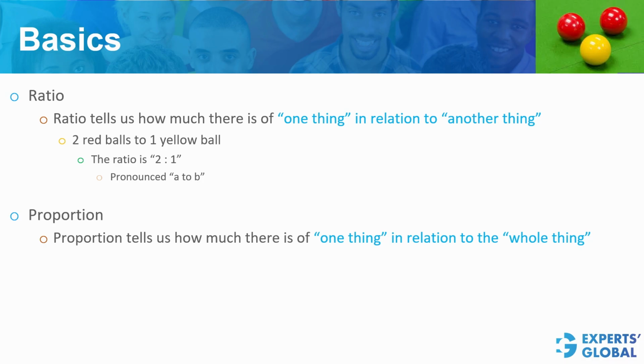Proportion tells us how much there is of one thing in relation to the whole thing. For example, in this picture, there are 2 red balls in total 3 balls. Therefore, the proportion is 2 in 3. Proportion is pronounced as A in B, as in A in total. For example, 2 red balls in total 3 balls here.